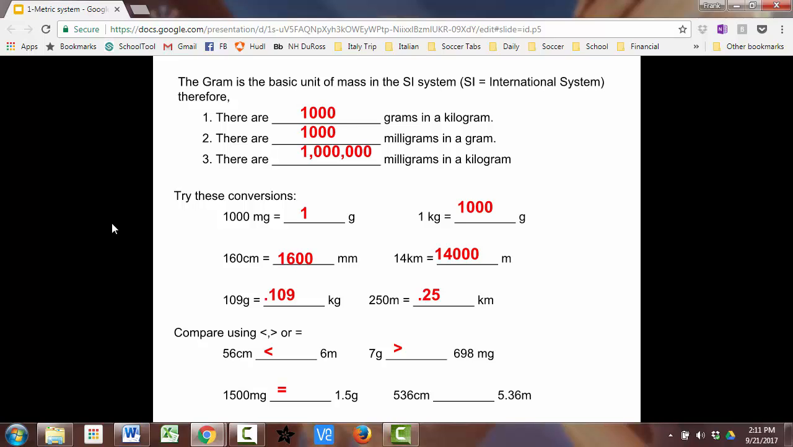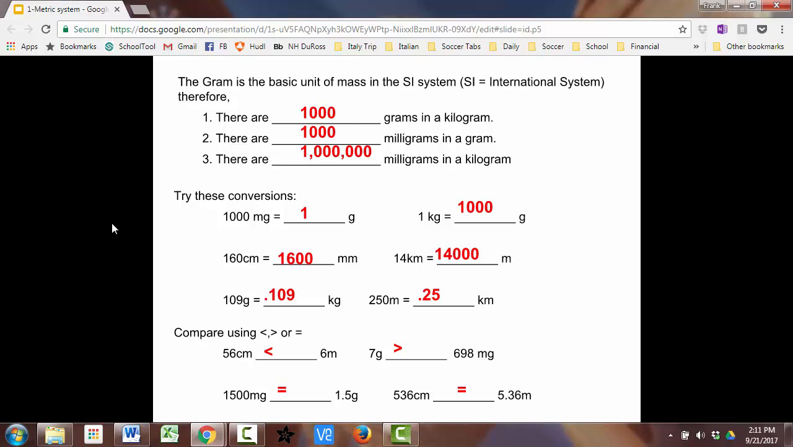All right. 536 centimeters versus 5.36 meters. Joey? Greater than. Equal to. So centimeters to meters, which way do we go? Left 1, left 2, 1, 2, 3. We'll do more practice with this tomorrow.